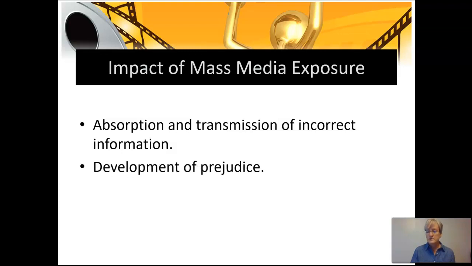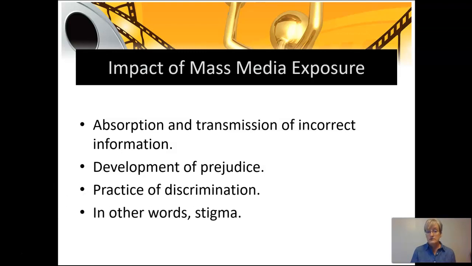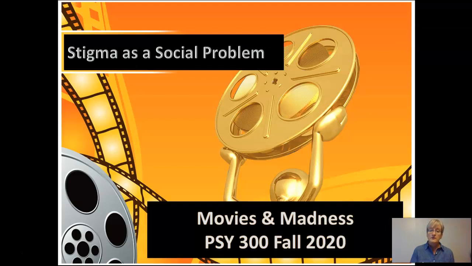What people develop as a result of absorbing these messages is very strongly held prejudiced attitudes. If you saw from the people being interviewed on that news clip, they believe that people with mental illness are dangerous. They believe that people with mental illness are unpredictable. They believe that they are deserving of being locked up and controlled. And that is the practice of discrimination. So, in short, that's what stigma is. And we'll come back in part two, and I'll lay out for you what I call a social cognitive model of that stigma process.